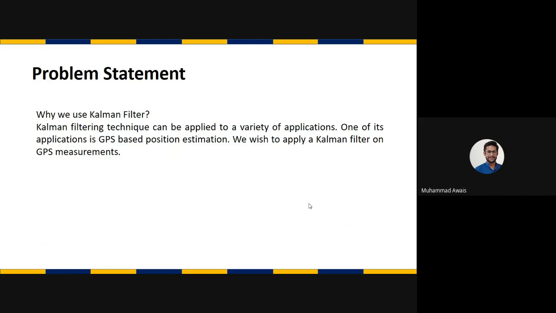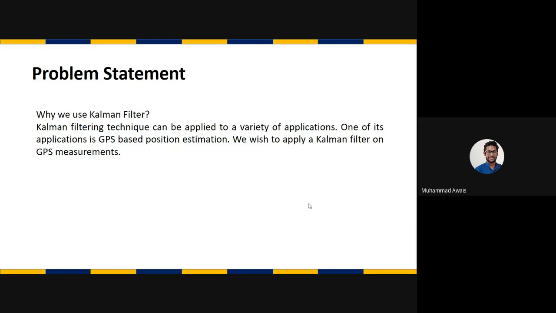Problem statement. Kalman filter technique can be applied to a variety of applications. One of its applications is GPS-based position estimation. We wish to apply a Kalman filter on GPS measurement. Kalman filter is utilized for a better position estimate than those provided by direct GPS measurement. GPS used for position estimate is prone to error due to various sources. These errors accumulate and provide wrong results.